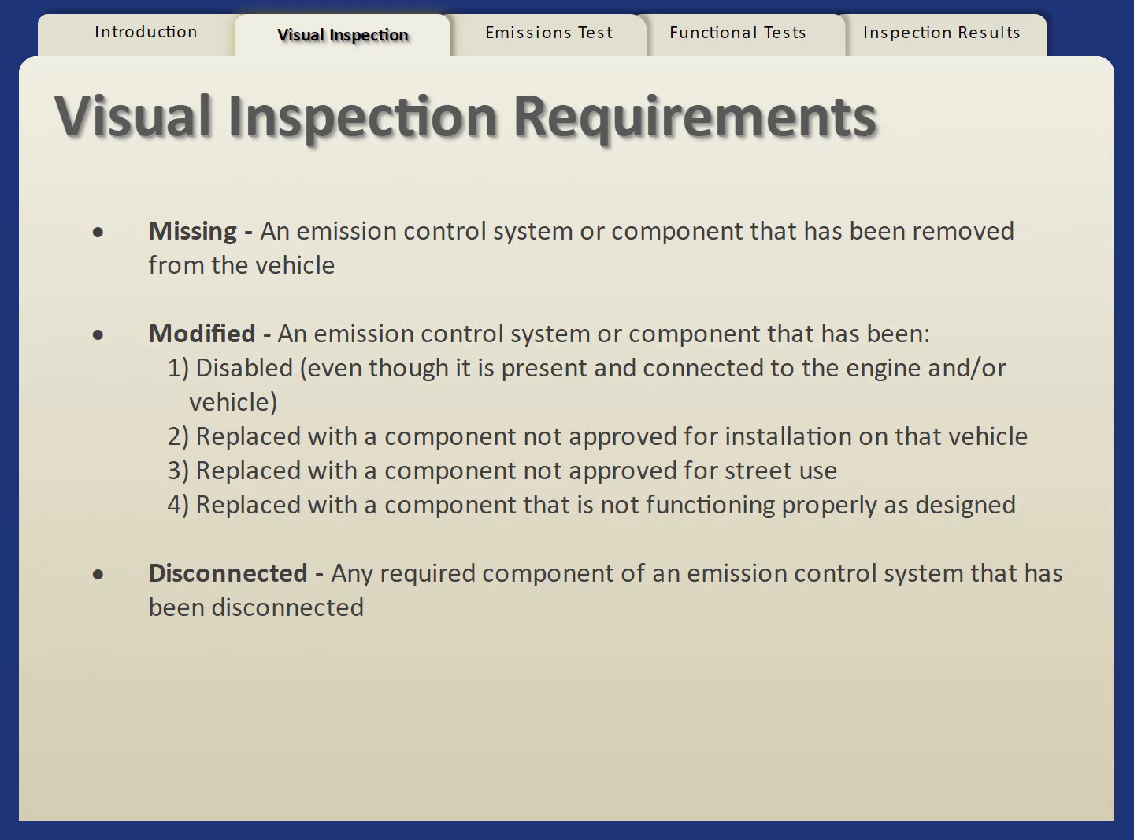A missing emission control system or component is one in which all or part has been removed from the vehicle or engine. An emission control system or component is modified if it has been disabled, replaced with a component not approved for installation on that vehicle, replaced with a component not approved for street use, or replaced with a component that does not function properly as designed. An emission control system has been disconnected if any hose, wire, belt, or other component required for the operation of the emission control system has been disconnected.